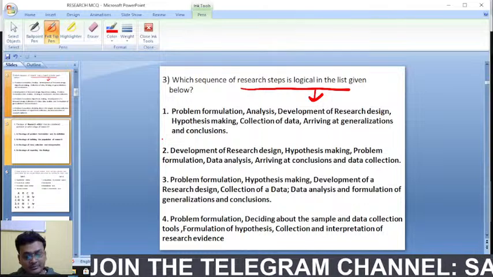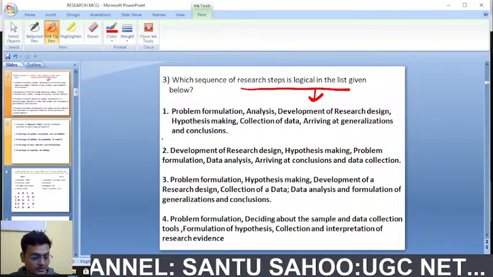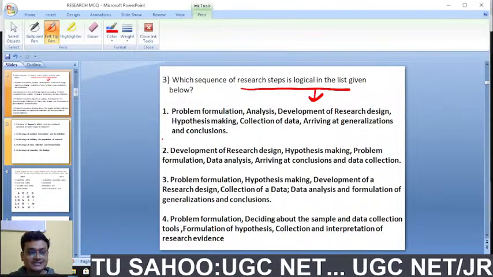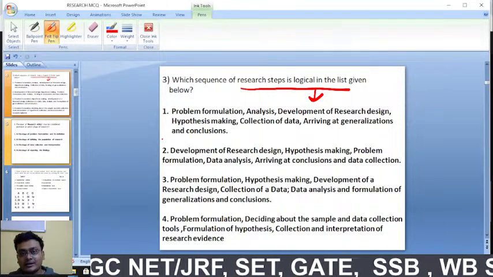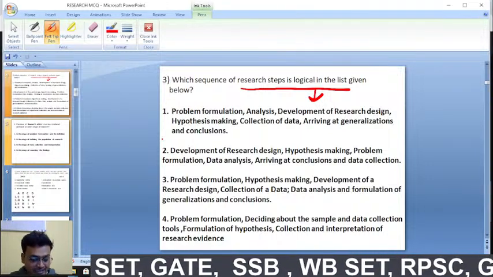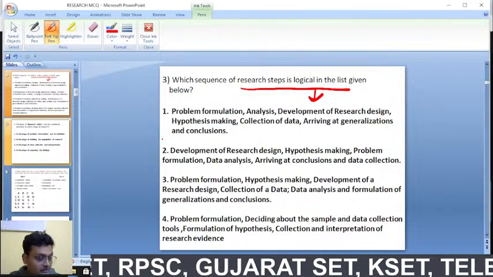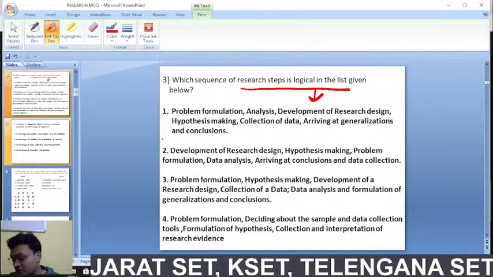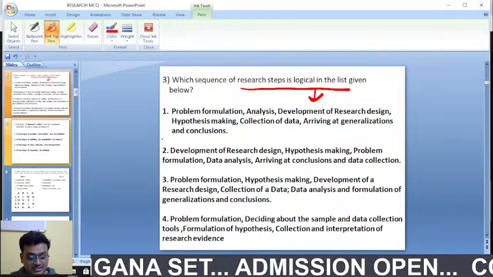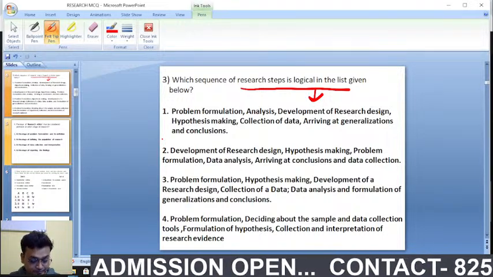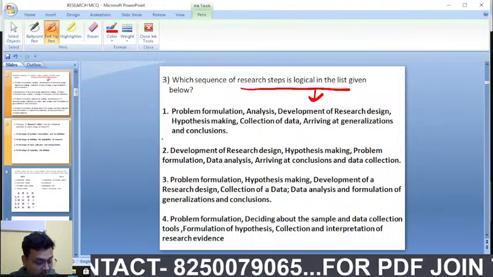After the hypothesis comes, prepare the design, that is the research design. Then after design you are doing sampling, and after sampling you are collecting data. When data is collected, you have to analyze, and during that analysis you are testing the hypothesis. After hypothesis testing you are doing generalization and interpretation and then the research report.